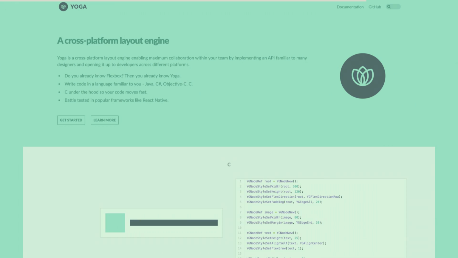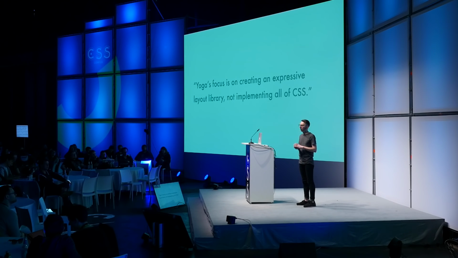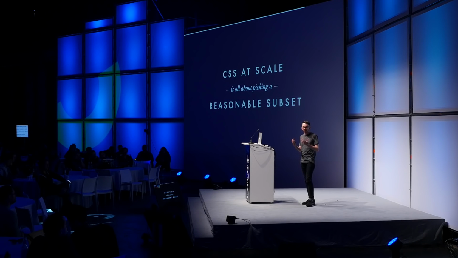But what's really interesting about Yoga is they've said that their focus is on creating an expressive layout library, not implementing all of CSS. So in a sense, that might seem like it's being somewhat restrictive. But I think if you think about our own work, managing CSS at scale is all about picking a reasonable subset of the language. You think about BEM, you are deciding to not do a whole lot of things that CSS can do. But you do this to make your app more maintainable, to unlock further abilities in your team, and to make your product more resilient over time.